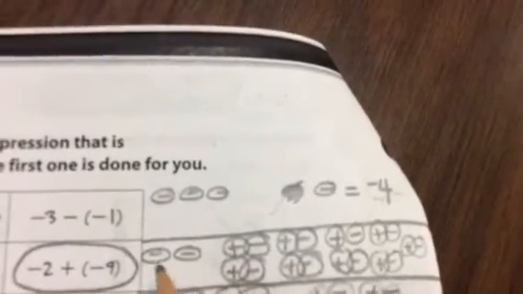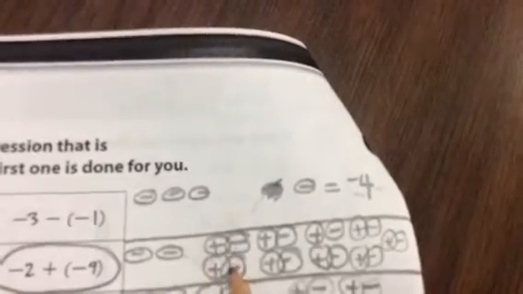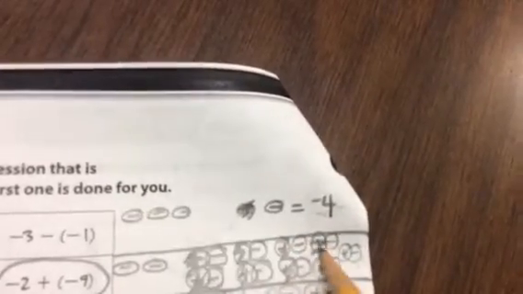probably still in the drawing scale, so I started with my 2 negatives. I don't have 9 positives to take away, so I added in 9 zero pairs, and now I can take away my 9 positives. Taking those away, taking those away, taking those away, taking those away, and taking that one away. So what am I left with? My 2 original negatives and my 9 negatives left over from the zero pairs. So 2 negatives plus 9 negatives gives me 11 negatives.